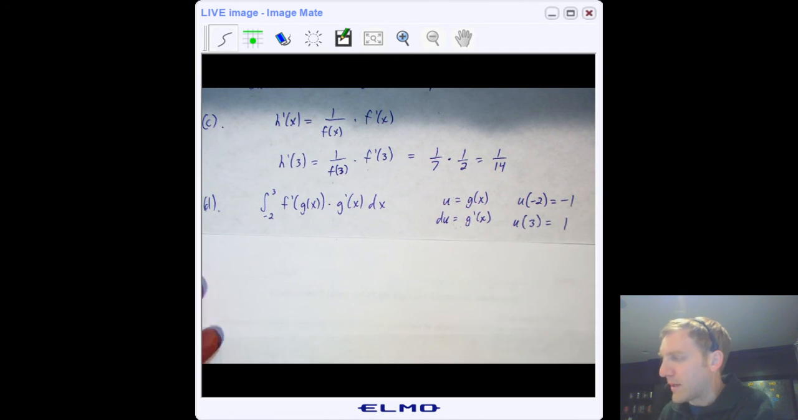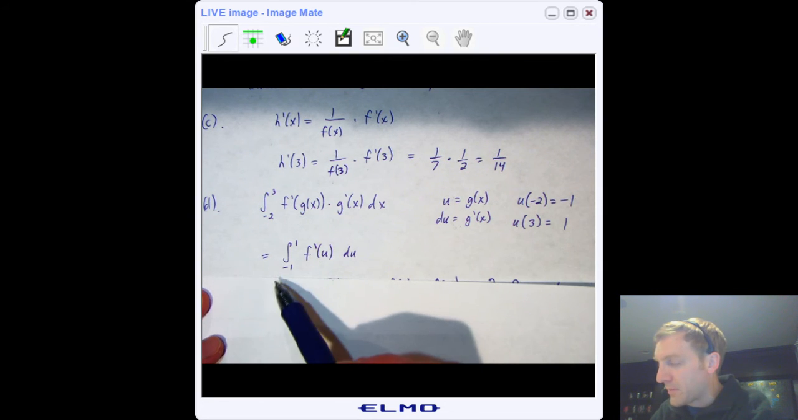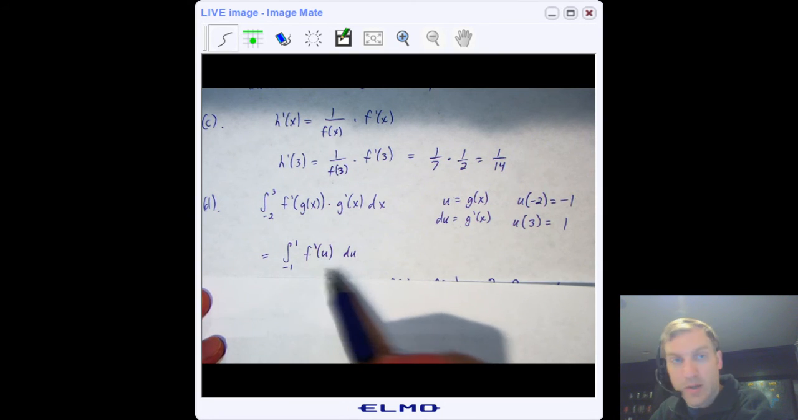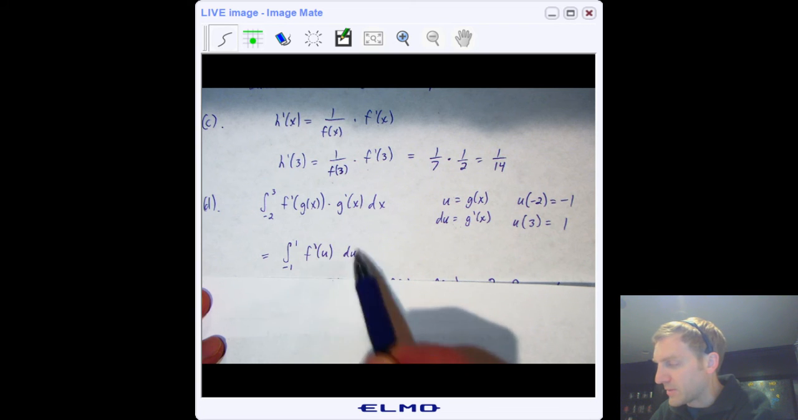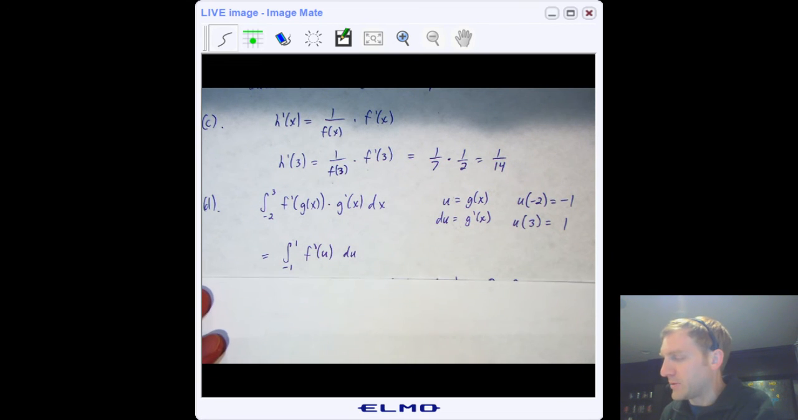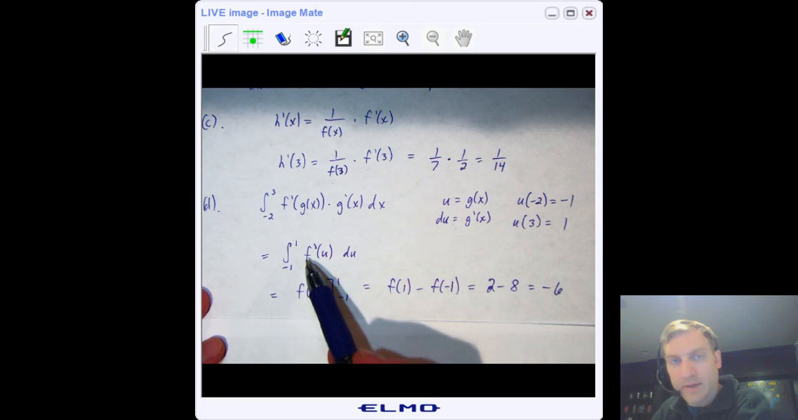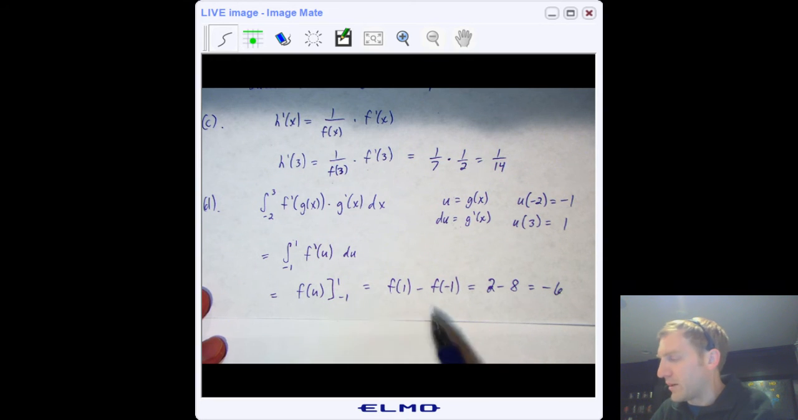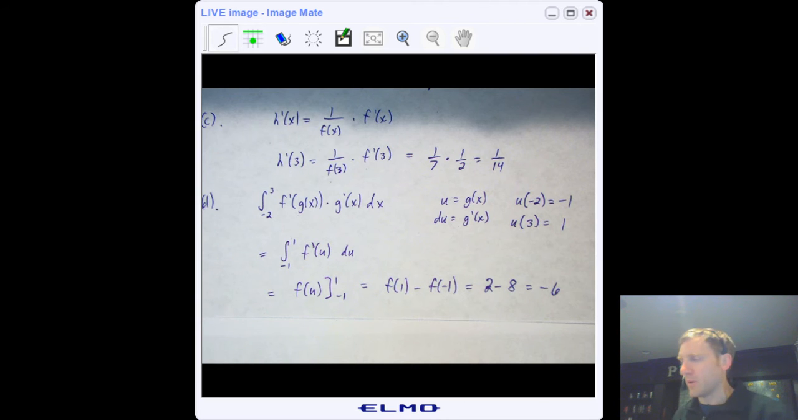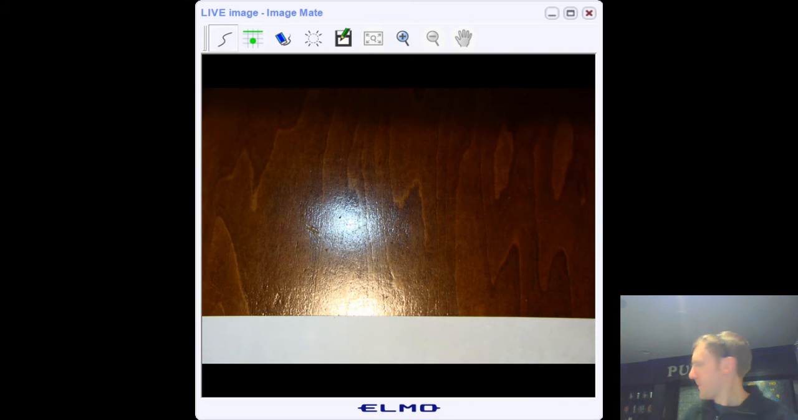So u is g, du is g prime, and then from the table, g of negative 2 is negative 1, g of 3 is 1. So then this becomes the integral from negative 1 to 1 of f prime of u du. That's what it looks like after you do the substitution. And then just do the fundamental theorem of calculus. Antiderivative of f prime is f, plug in 1, plug in negative 1, subtract, and you get negative 6. All right, so let's look at the scoring guidelines for that one.